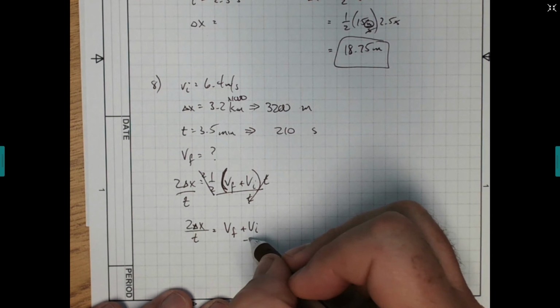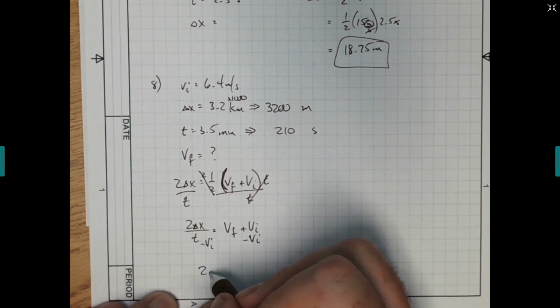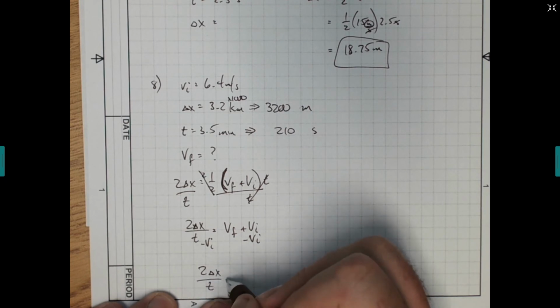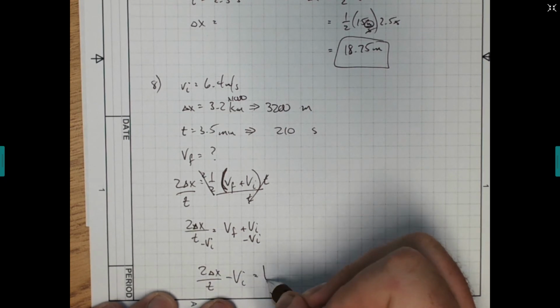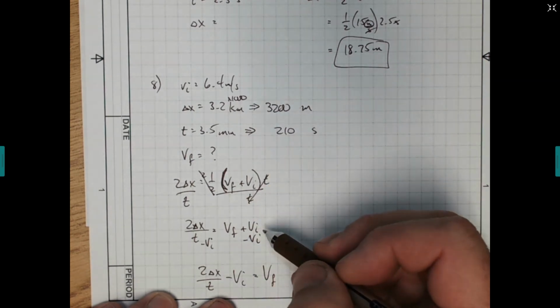We got to get rid of the VI, so we're going to subtract it from this side and get that 2 times the change in position over time, minus the initial velocity, equals the final velocity. And now let's put our numbers in.